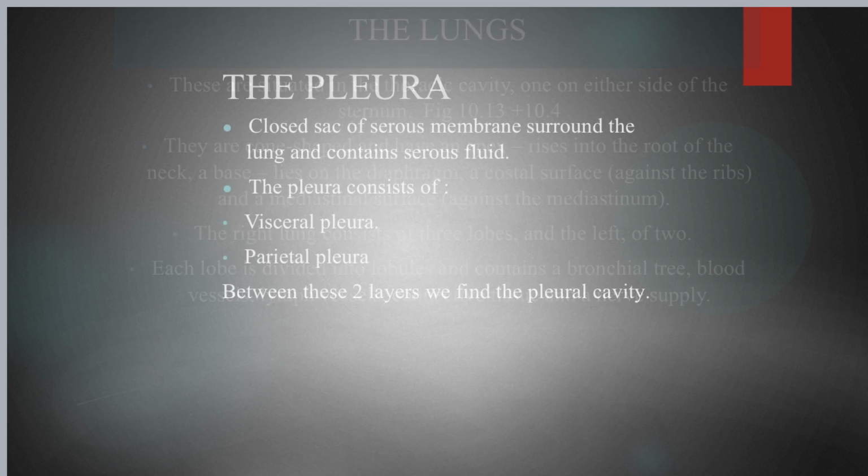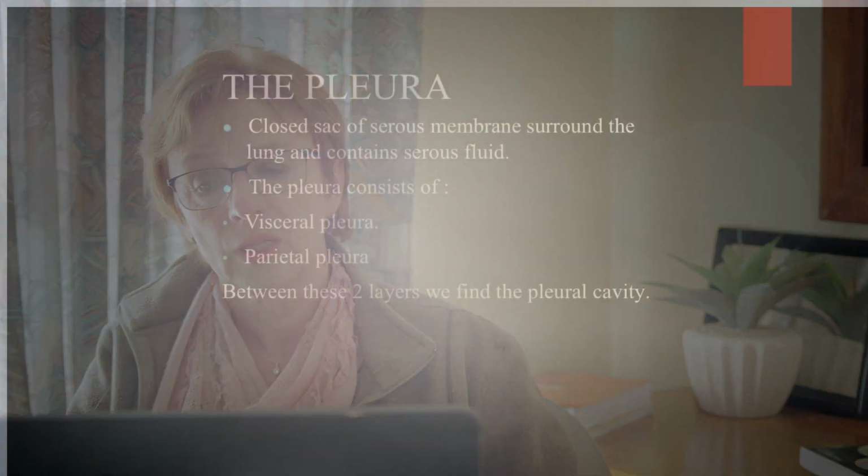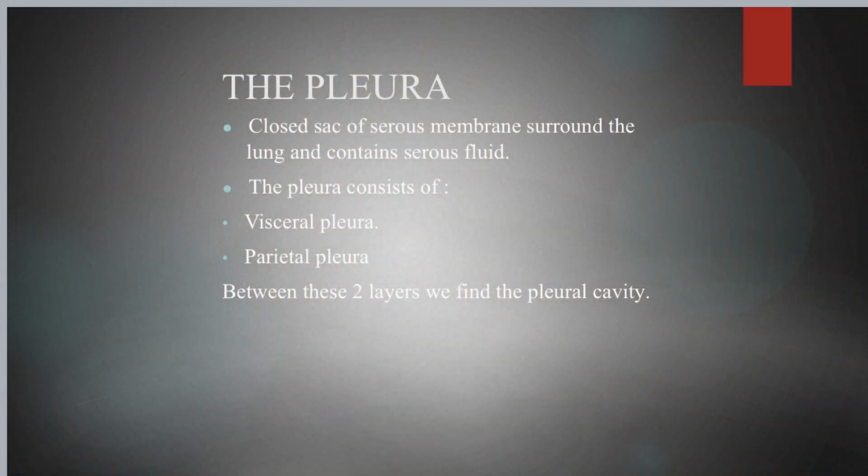The pleura is a closed sac of serous membranes that covers the lung and is filled with serous fluid that prevents friction during breathing. The pleura consists of the visceral pleura and the parietal pleura. And as we said, between these 2 pleura we find the pleural cavity filled with serous fluid.